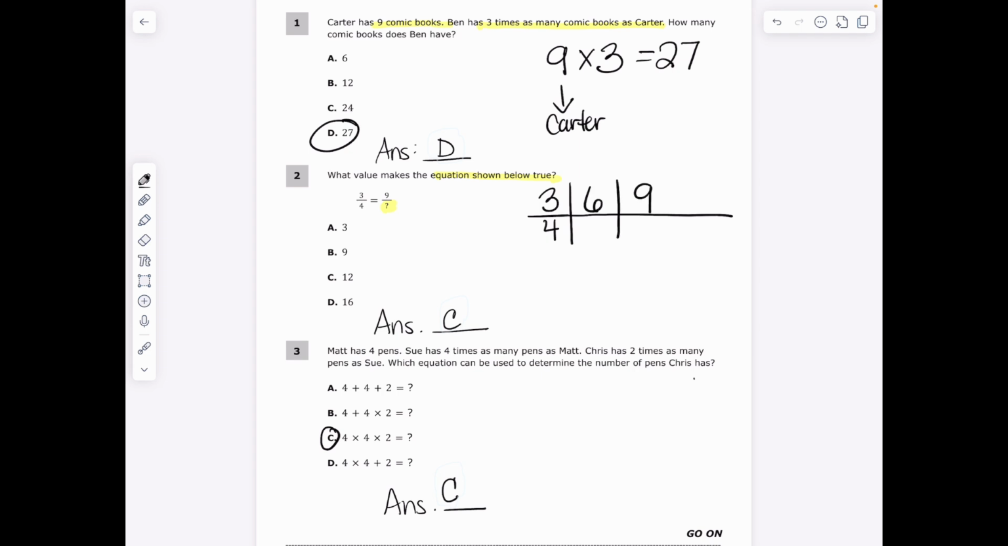So I have the numerator I want, so now I'm going to skip count by my denominator over here. I'm going to skip count by 4s to get the denominator. So 4, 8, and 12. And so this is my fraction, 9 out of 12. So that is what this number down here must be. It must be 12.